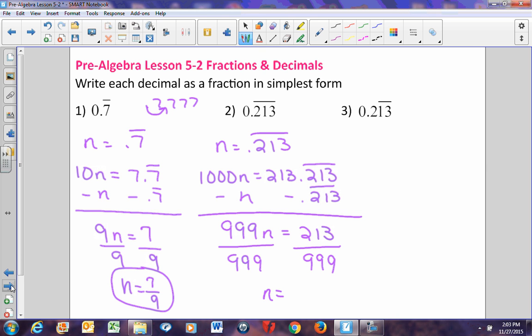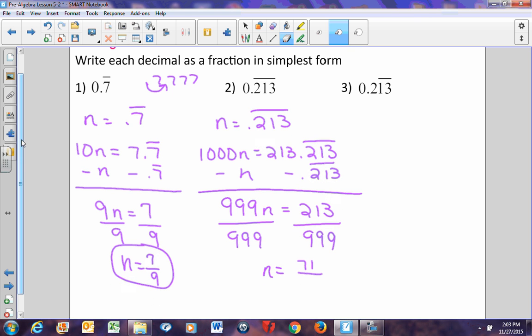n equals, let's see here. I know it's divisible by at least 3 because 9 plus 9 plus 9 is 27, which is divisible by 3. 3 plus 2 is 5 plus 1 is 6, which is divisible by 3. So if I divide this by 3, I get 71 over 333. And that is as low as this fraction will go. So we get 71 333rds. Notice it doesn't end in a 9.